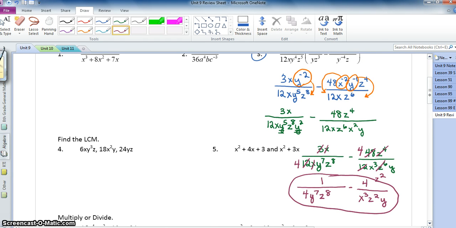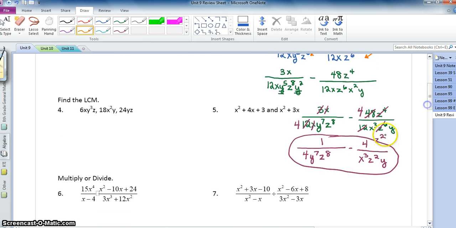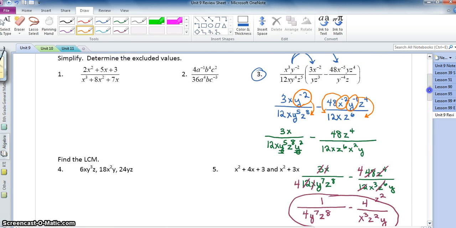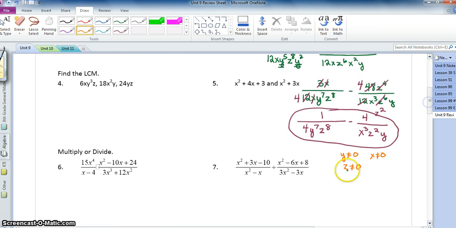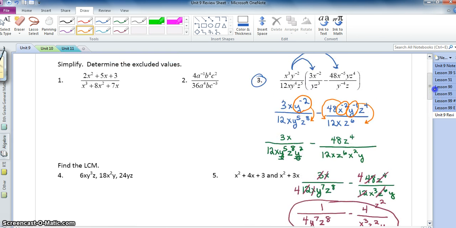But the other part of the instructions asks us to name our excluded values. So I need to look for those values that are going to make the denominator equal to 0. Well, in this example, I have y, which cannot equal 0. Z cannot equal 0. X cannot equal 0. The z and the y are already covered, so I look back at my original problem and see if I'm missing anything. I've got the x, I've got the y, I've got the z. Got the x, y, and z. Excellent. Those are my restrictions. So that's basically what it's asking you to do there.